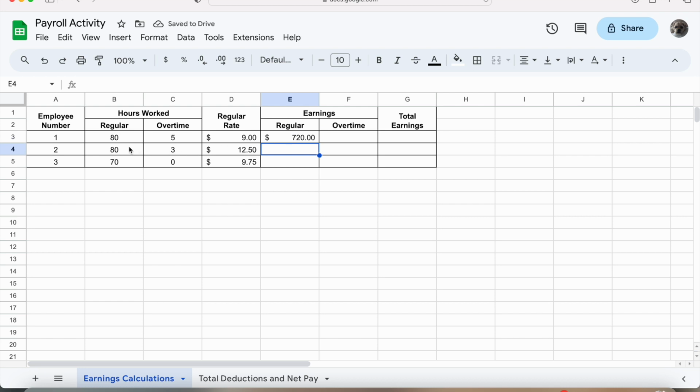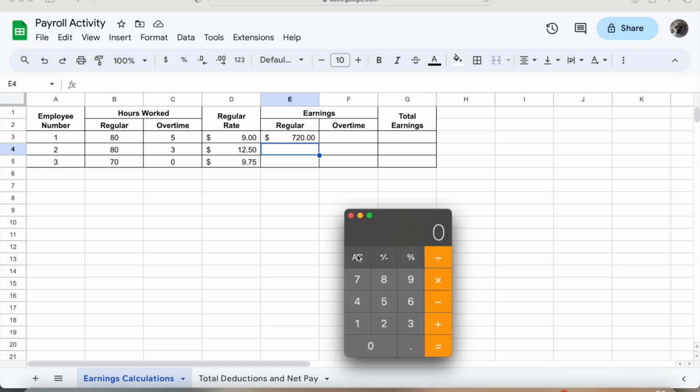Next up, for employee number 2, they worked 80 regular hours and they had a regular rate of $12.50 per hour. So if we take 80 regular hours and we multiply it times $12.50 per hour, that will give us $1,000.